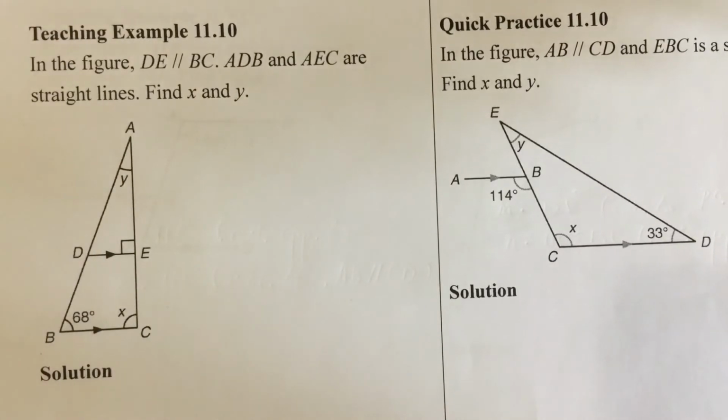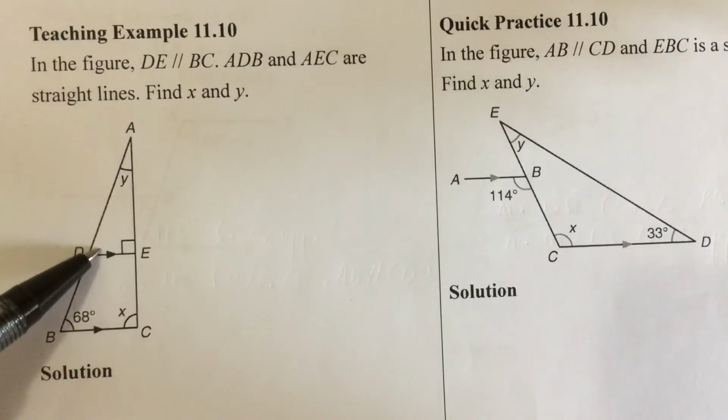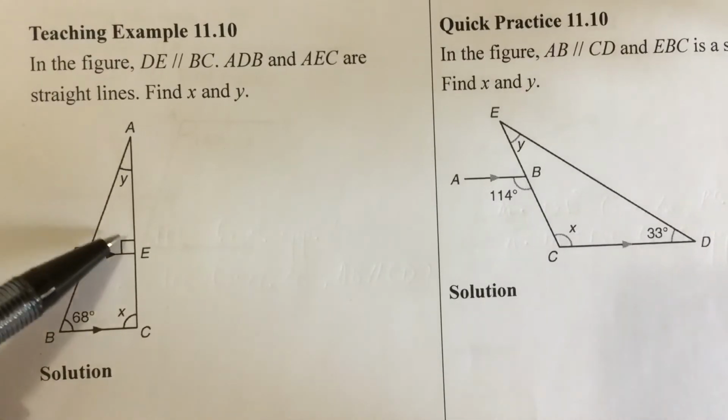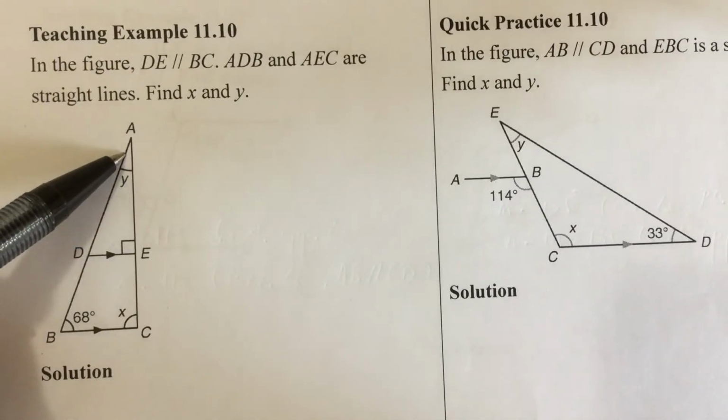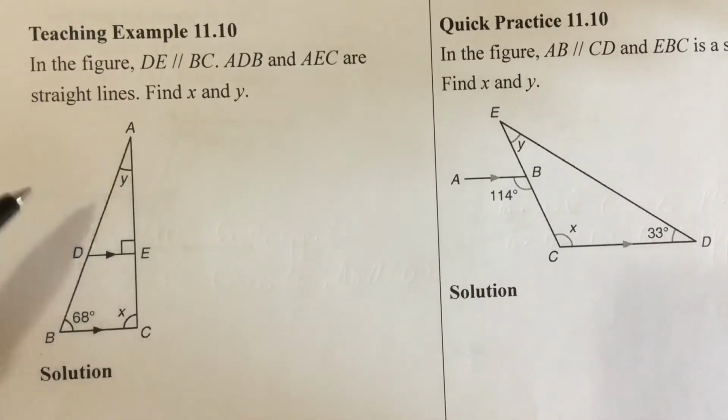But how can we use the X? In case you can find out this one is also 68 degrees, and then you can find out the Y immediately. But you will find that you need to write more steps for this one. So why don't we use the fewer steps? What can we do? We will use the corresponding angle first.